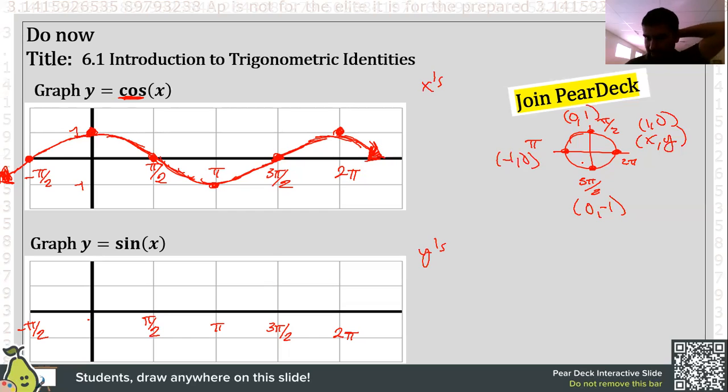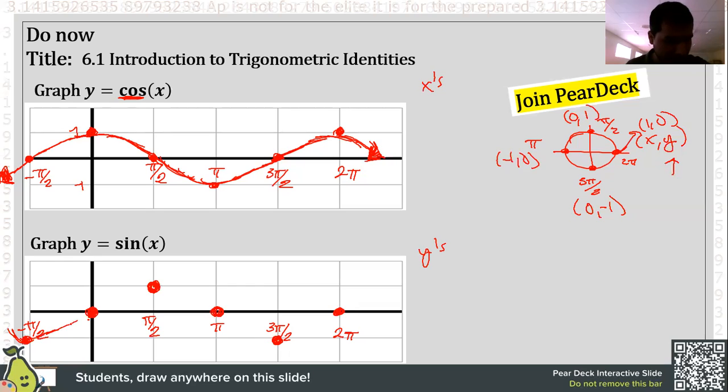So ideally, if we look at 0 degrees, the y in this scenario at this point right here is 0. So this one starts at my midline. Then following this pattern, it goes to my maximum, then back to the midline, then to the minimum, then back to the midline. Okay, so we have something like this right here.